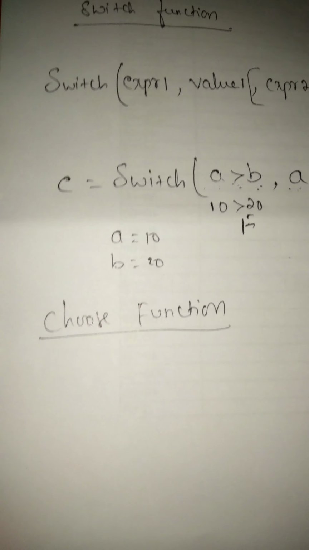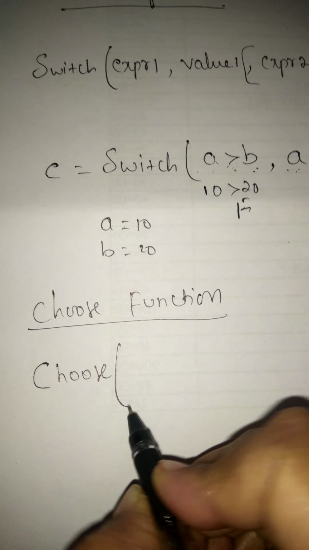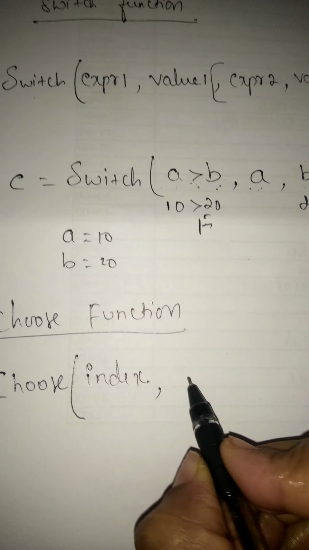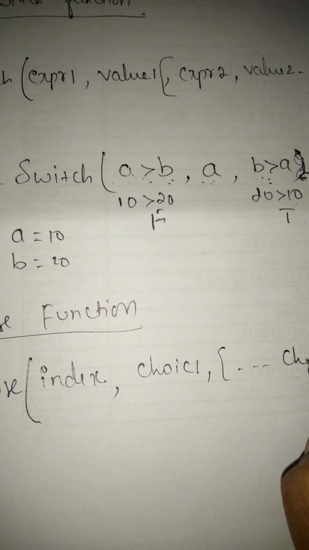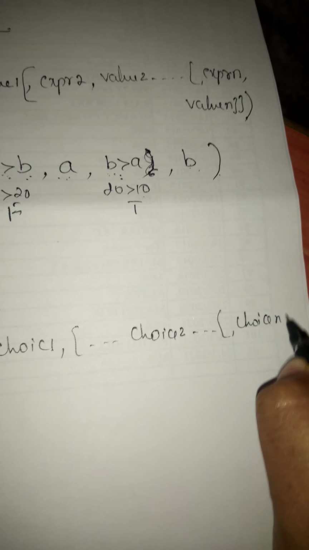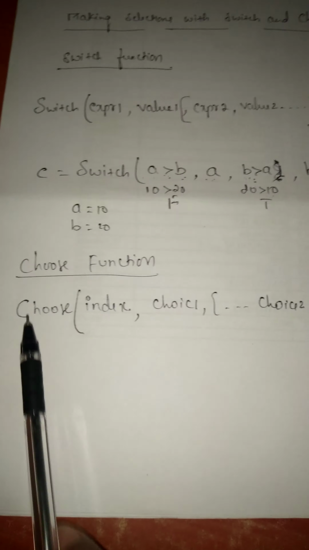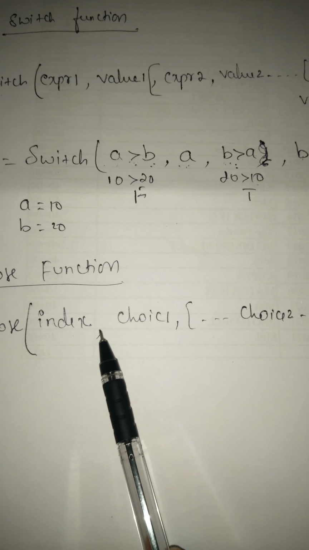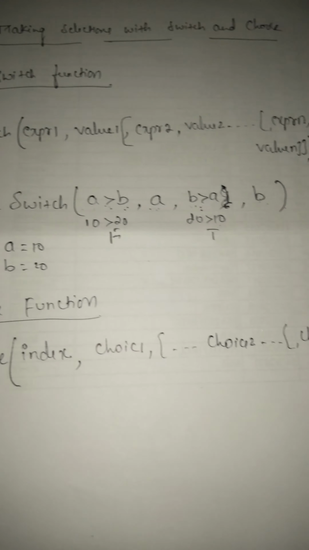And the general syntax of the Choose function is: first you have to write the keyword Choose, open a parenthesis, and within that first you write the index, then choice 1 comma choice 2 and up to choice n. This is the general syntax of the Choose function. First you write the keyword Choose, and within the parenthesis you write the index. After the index you write a comma. All the choices are separated by commas. Here all the expressions are separated by commas.